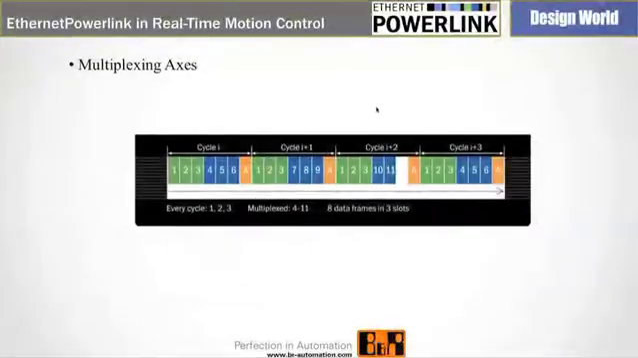So just a little diagrammatic way of seeing this. Here we see in cycle 1 you would see maybe node 1, 2 and 3 transmitting in cycle 1, and multiplex nodes would be in this case 4, 5 and 6.